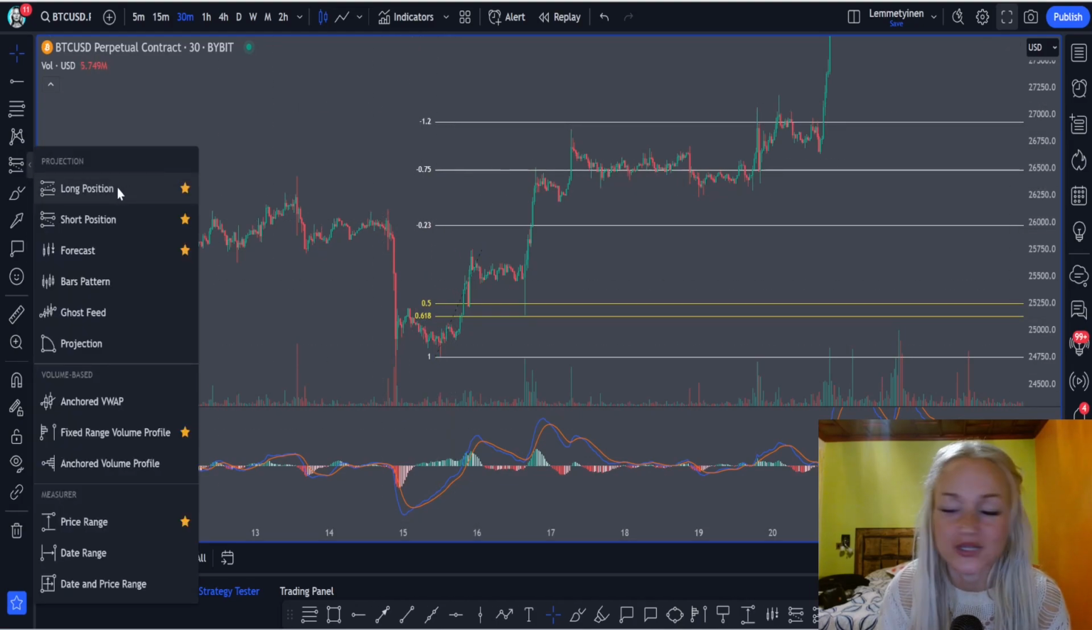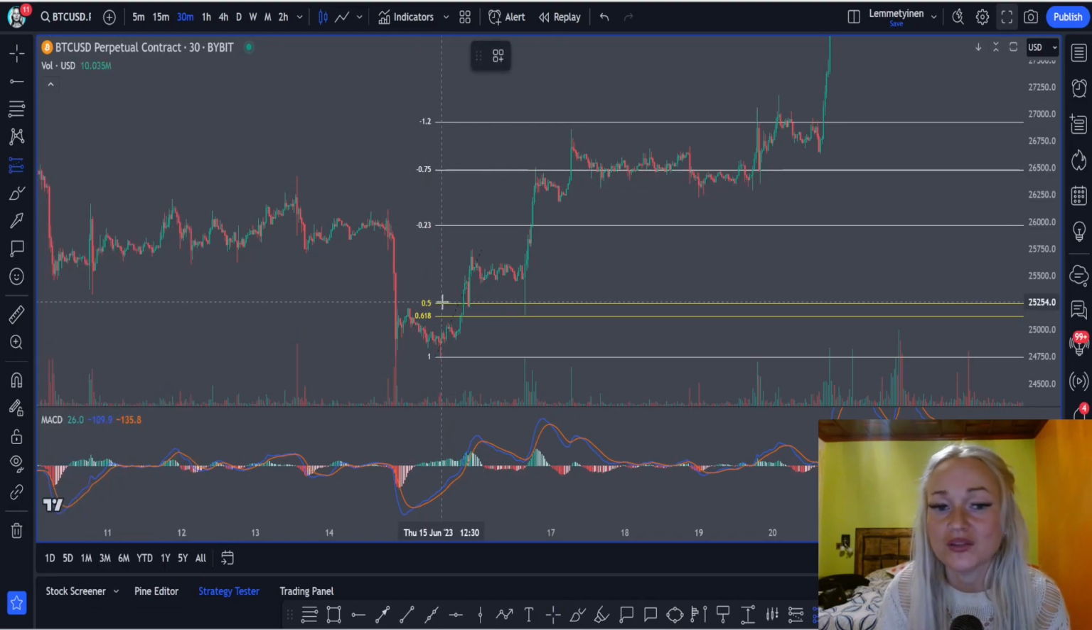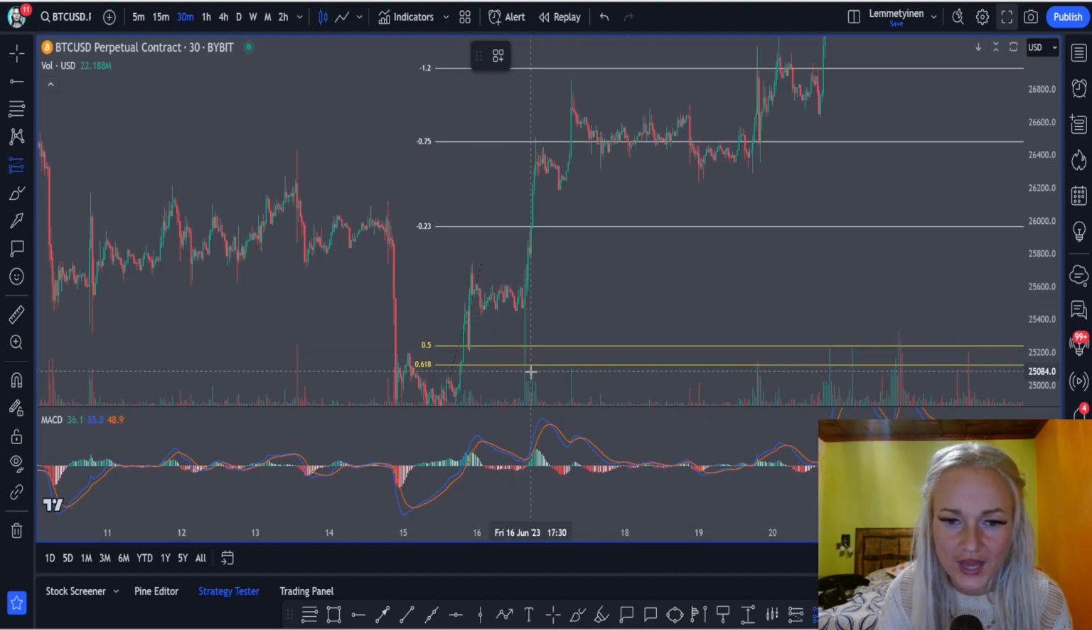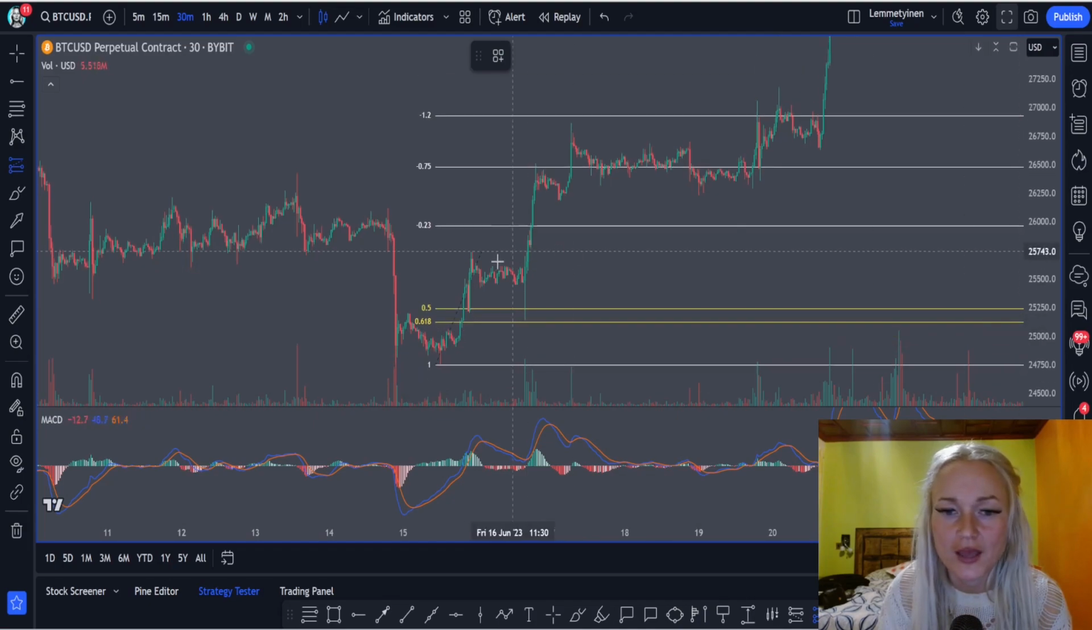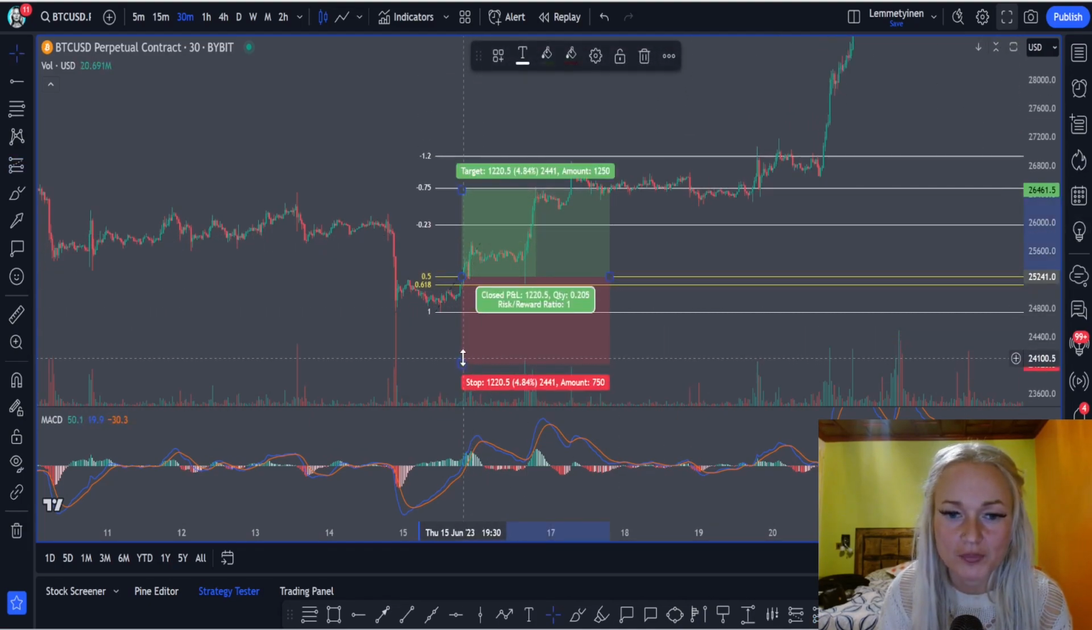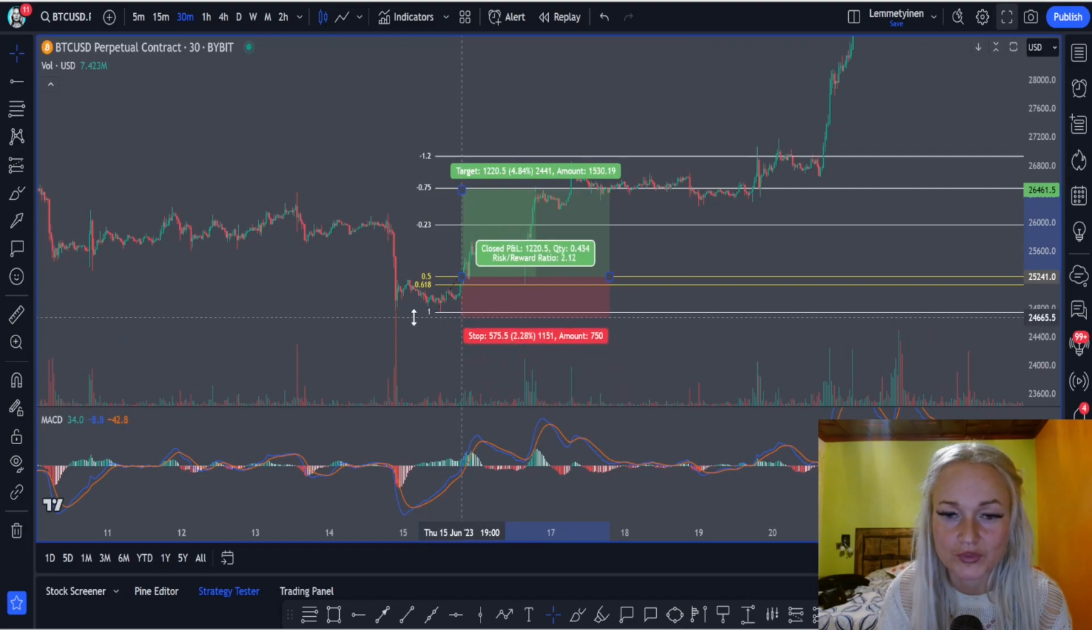So we're just going to take the long position right now, and you can have it from the 50 or 61.8%. I don't think this one actually hit the 61.8%, but let's say that we want to have it from the 50. We are adding our stop loss. Always remember, below the previous low.